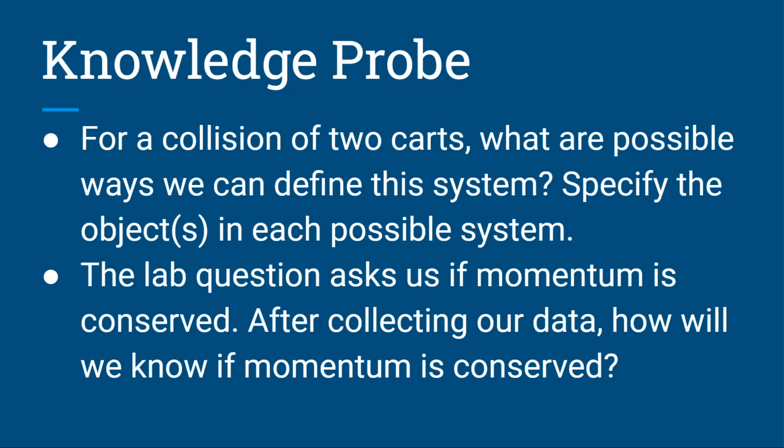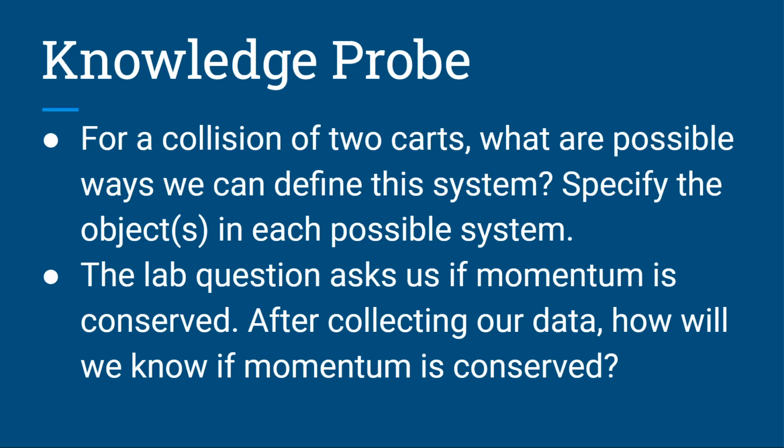But whenever we examine this lab today, if you haven't looked at the procedure, you'll be obviously reading that in a moment. But you're going to be looking at an interaction between 2 carts, a collision, some type of collision. We have 3 different types that are going to be tested. But for a collision of 2 carts, what are possible ways that we can define our system? We talked about defining systems yesterday. What could we focus on when we look at a collision between 2 carts?